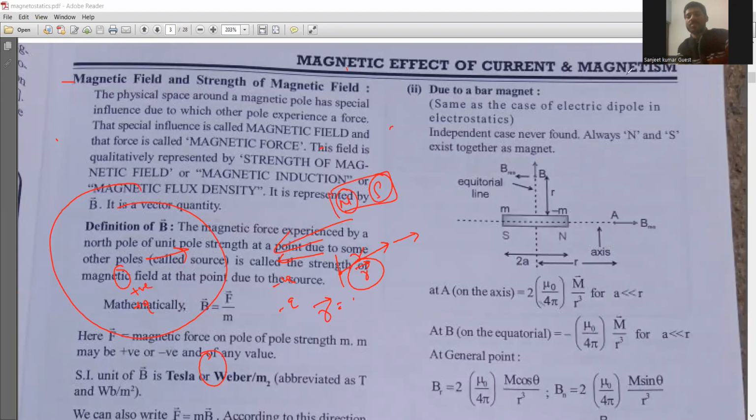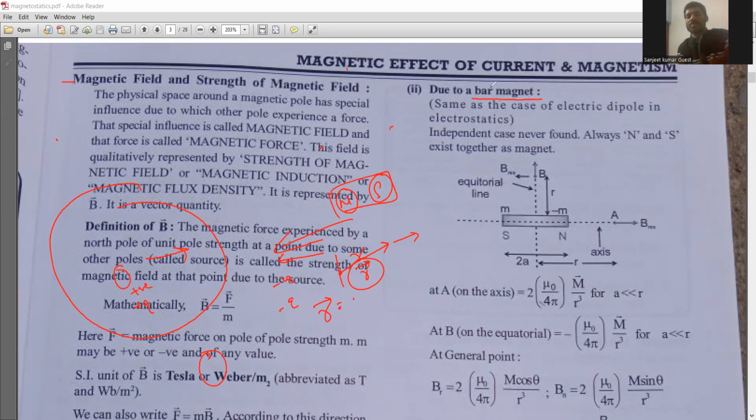कंफ्यूजन नहीं होना चाहिए कि भाई मोनोपोल तो होता ही नहीं है तो ऐसे क्यों बता रहे हो। मोनोपोल नहीं होता है, सही बात है, बट एक मोनोपोल के कारण ऐसा हो सकता है। बट अब डाइपोल के केस में हम लोग कंसीडर करेंगे कि दोनों रहेगा तो क्या होगा। ठीक है, तो देखिए यहाँ पे अब सेकंड केस इज बार मैग्नेट, राइट?